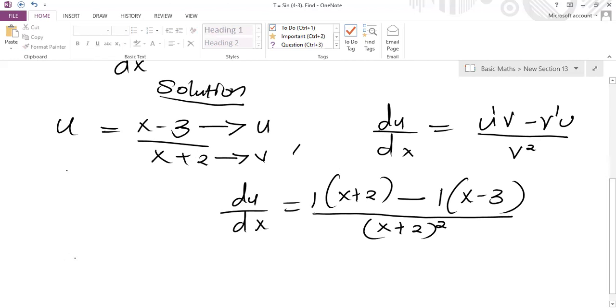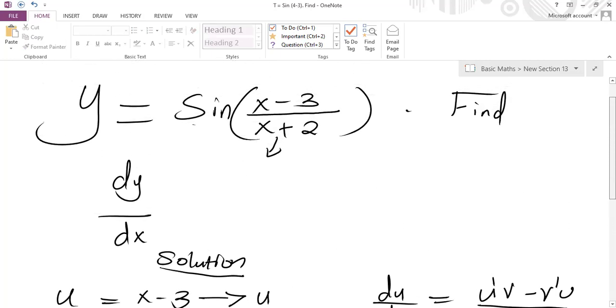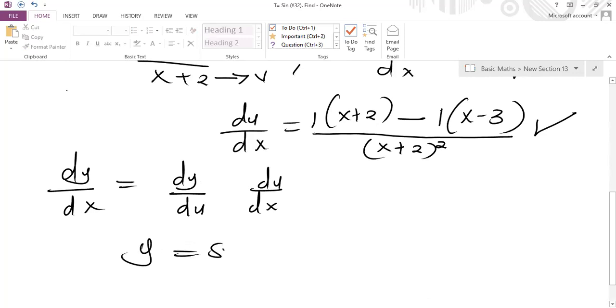Now recall, chain rule: dy dx is equal to dy du multiplied by du dx. We already have our du dx here, so we need to get dy du. In order for us to get dy du, we need to write y in terms of u. So come and look at y. The whole of what is in here is u, so my y can also be expressed as sine u. So let's have it down here: y is equal to sine u. So what is dy du? Differentiating sine u, we get cos u.